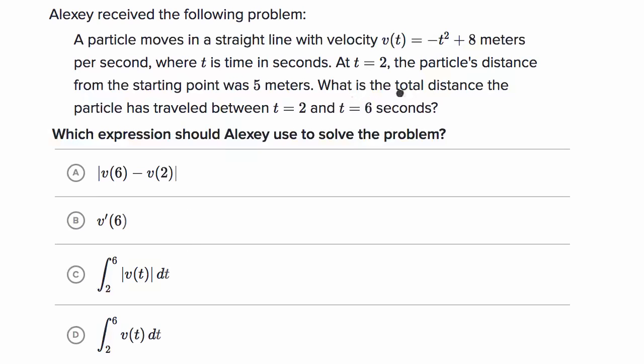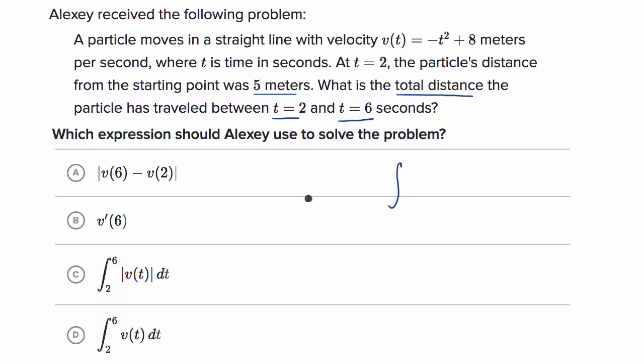So the key question is, what is the total distance the particle has traveled between t equals 2 and t equals 6? So we just care what happens between those points. We don't care that the particle's distance from the starting point was 5 meters at t equals 2. So this is actually unnecessary information. So the first thing that you might want to think about is, well, maybe distance is just the integral of the velocity function. We've seen that multiple times.